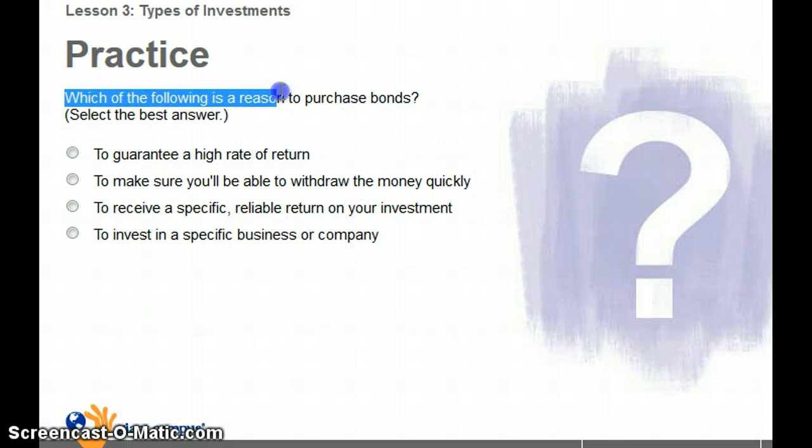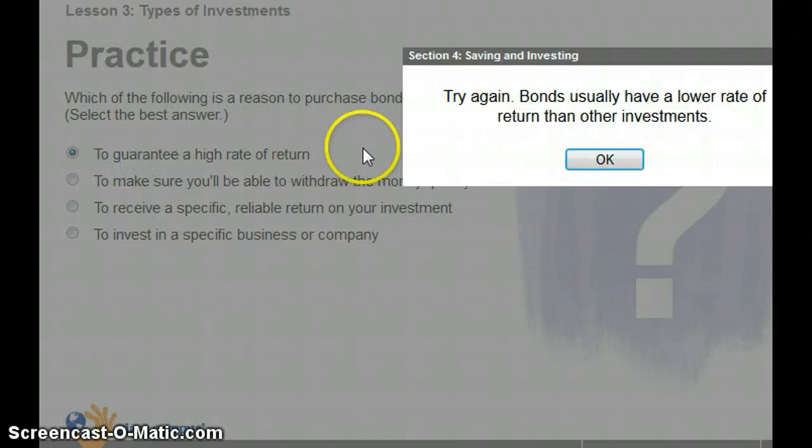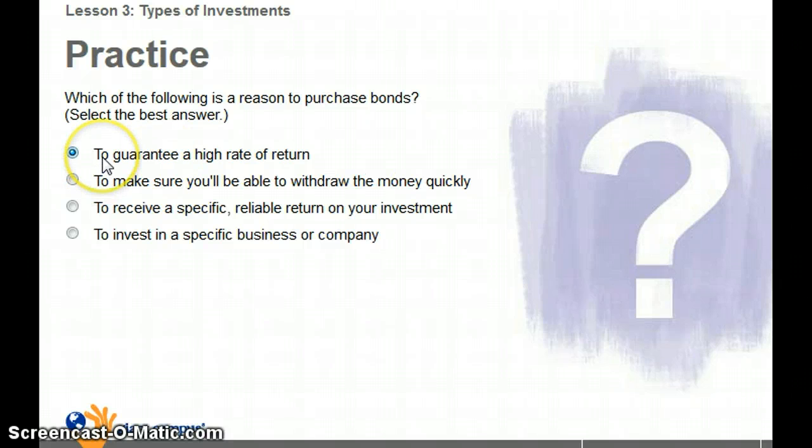Which of the following is a reason to purchase a bond? To guarantee a high rate of return, to make sure you'll be able to withdraw the money quickly, to receive a specific reliable return on your investment, or to invest in a specific business or company. If you said a good reason to purchase a bond is to receive a specific reliable return on your investment, you're correct.